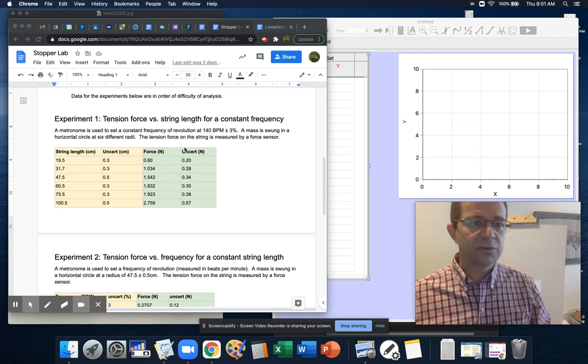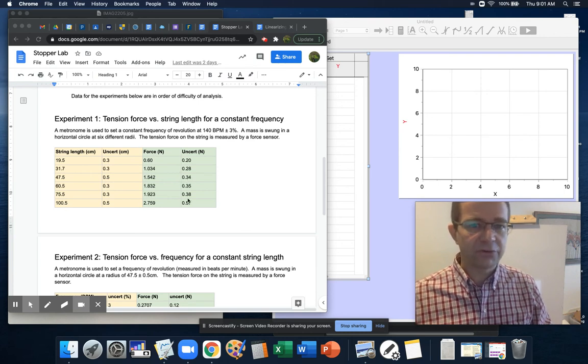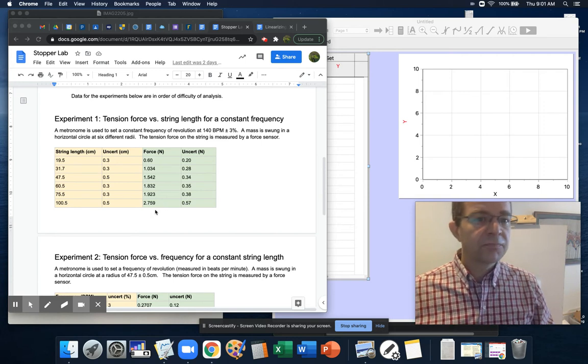And the mass is swung in a horizontal circle at 6 different radii. So here are the radii in centimeters. And the tension force on the string is measured by a force sensor. And we have the values for those forces here.